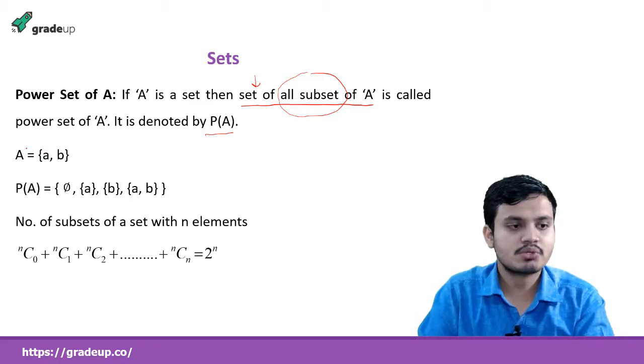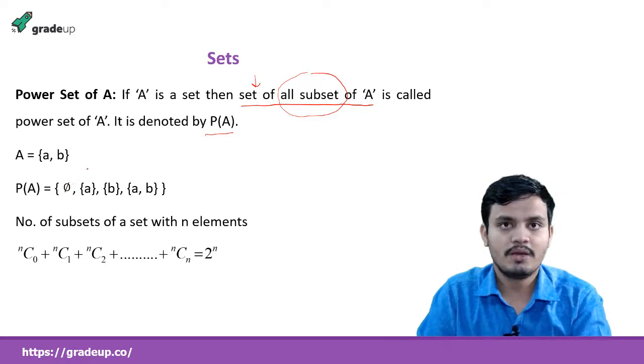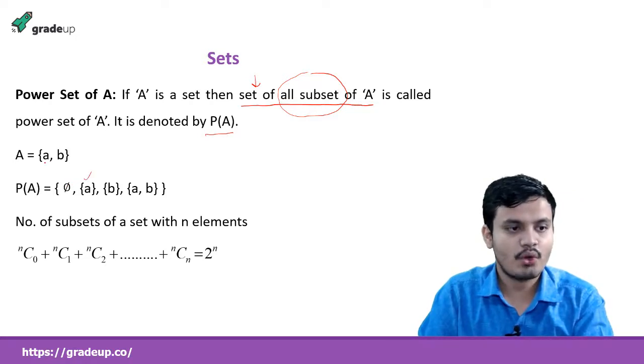So what are the subsets of A? Phi is a subset of A, because phi is a subset of every set. A is a subset of A. Similarly, {a} is a subset of capital A and {b} is a subset of A, and so is the set A itself. So these form the power set, consisting of all the subsets of A.